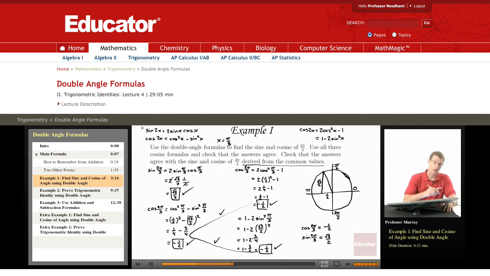So what we were doing there is working out each one of the formulas for sine of 2x and cosine 2x with x equals pi over 3. That separates it out into expressions in terms of sine and cosine of pi over 3, which I remember, so I just plug those in and I get the sine and cosine of 2 pi over 3. All the cosine formulas agree with each other, and they all check with the values that I can find just by looking at a unit circle.